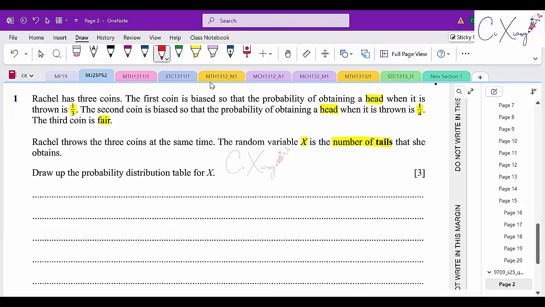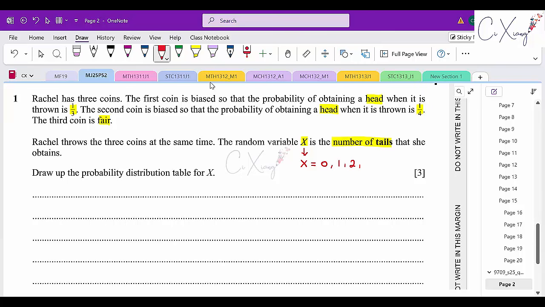Okay, so let's talk about the random variable X first. We need to know what the possible values for X are in this case. For this whole experiment, we are throwing 3 coins. So when you throw 3 coins, it is possible that you get 0 tails, right? X means the number of tails. It is possible that you get 0 tails, which means that all the coins show head. You can also have 1 tail. You might have 2 tails also when you throw the 3 coins.